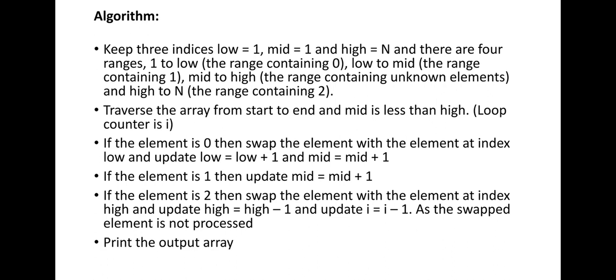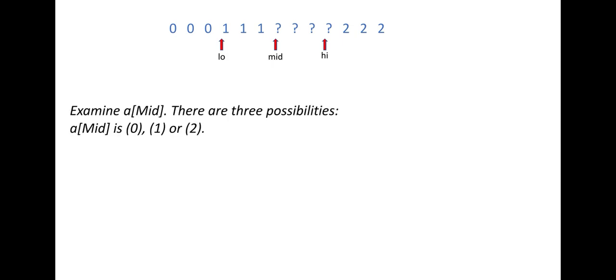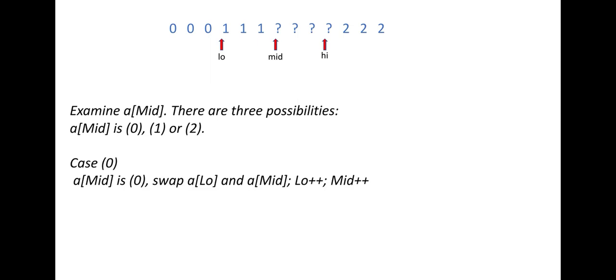Now finally, after performing the iteration, we would get the desired sorted array. We can look at this by taking a simple example. Here we have taken an array containing 0s, 1s and 2s. So for the element at mid, there can be three possibilities. That is, the mid value can be 0, 1 or 2. So we would look at this problem case by case.